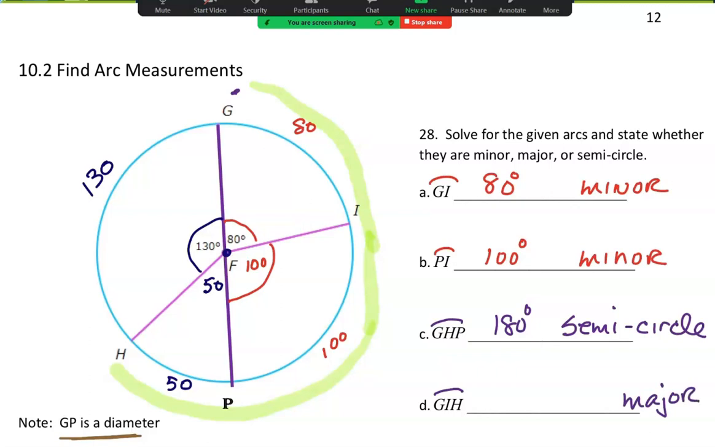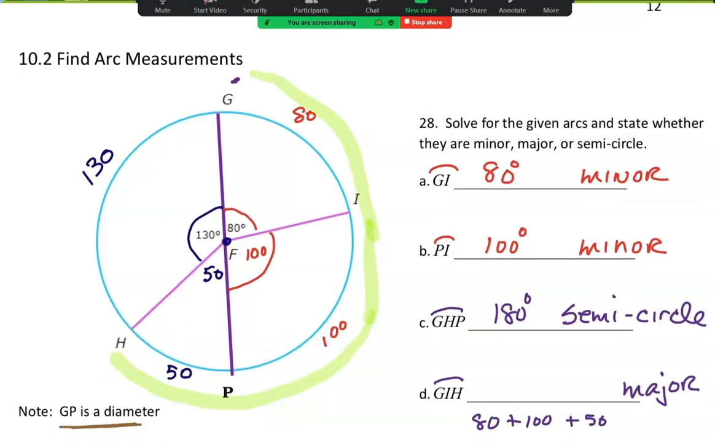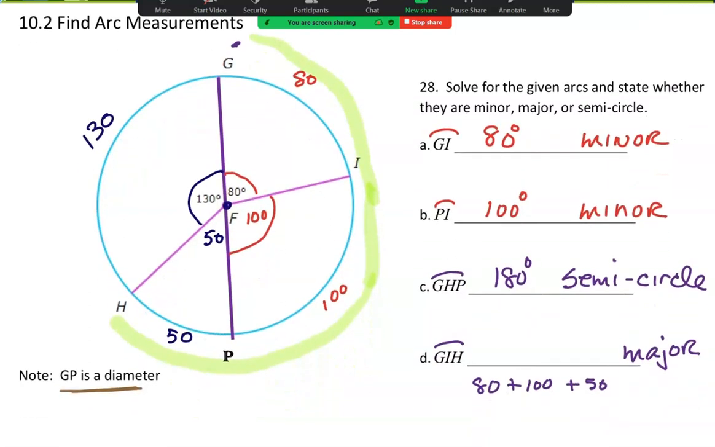You could get the sum by saying 80 plus 100 plus 50. So that's one way to get it. How else could we have gotten it? Let's add that up. So that's 180. So it's 180 plus another 50 gives me 230 degrees.